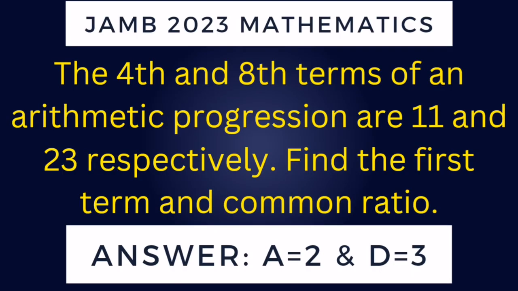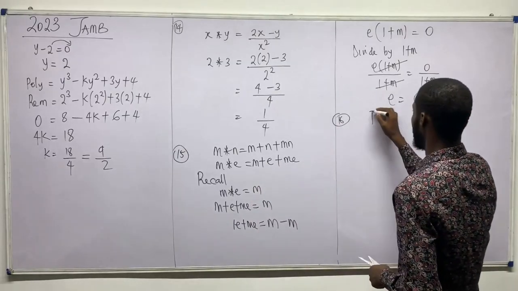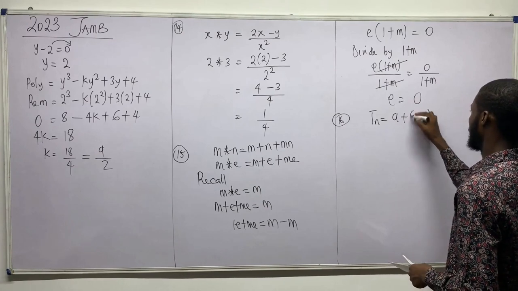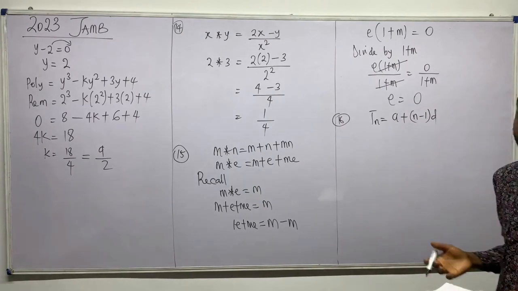The fourth and eighth terms of an AP are 11 and 23 respectively. You're asked to find the first term and common difference. Please remember that the nth term of an AP is given by a plus (n minus 1)d. This is the formula for the nth term.